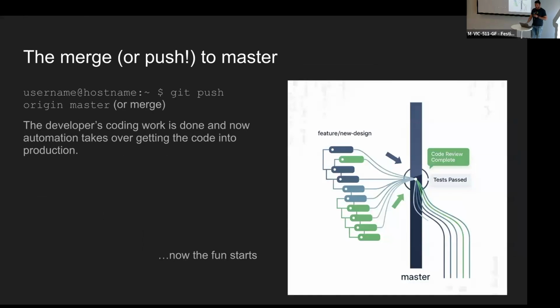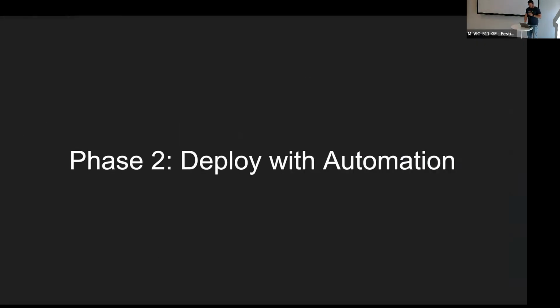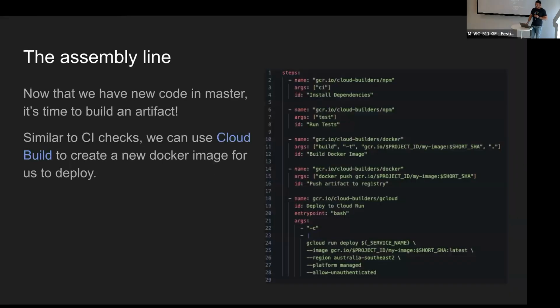Okay, so now we've merged to master branch. The developer's coding work is done, and now hopefully our automation is taking place and it gets our code out into production, which is where the fun really starts. Let's go into phase two now, which is to deploy our code. So in the assembly line, I guess you could call it, we have new code in our master branch, and it's time to build an artifact.